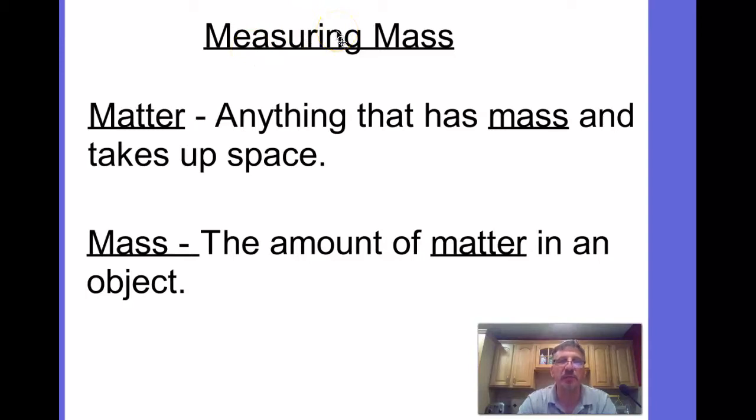Let's review some terms from the last few days. Matter: anything that has mass and takes up space, and mass is the amount of matter in an object. We talked about in the last lesson that mass is a physical property of matter, and it is a physical property that can be measured. Today we'll be using some tools to measure mass and discussing how they work.